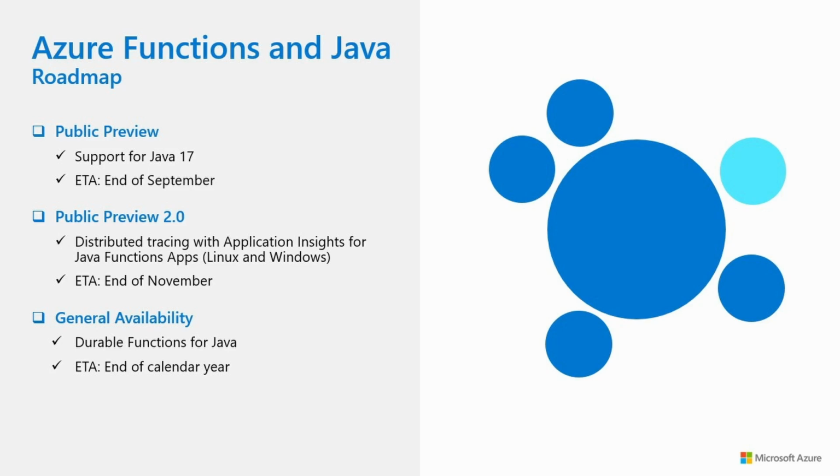On the other hand, Java 17 support will be launched in public preview soon, and we'll also be launching a second version of the public preview for distributed tracing support in Java. This will enable users to opt in or opt out of distributed tracing. And finally, we are also expecting to launch durable function support for Java as well.